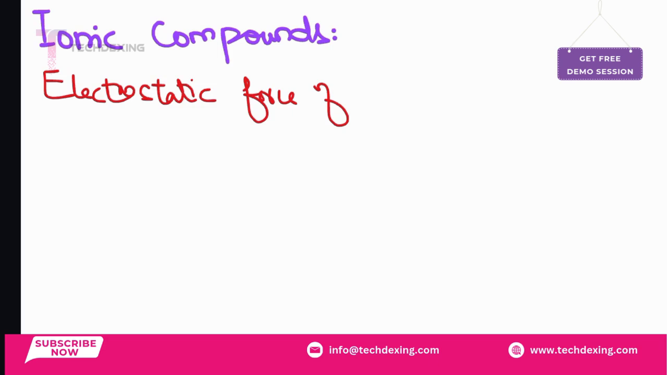electrostatic force of attraction. So we have studied that if we talk about the ionic compounds, they are made up of the anion and the cations. Because of the opposite charge, these ions have an electrostatic force of attraction, and that force is actually the ionic bond. So can you give me an example of any ionic compound that we have studied in the previous lesson?